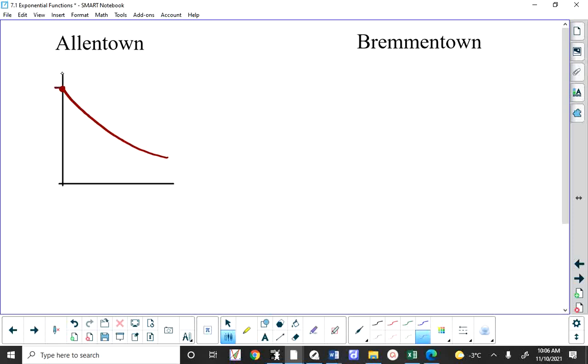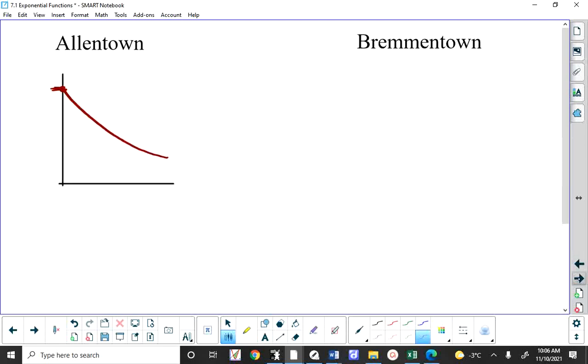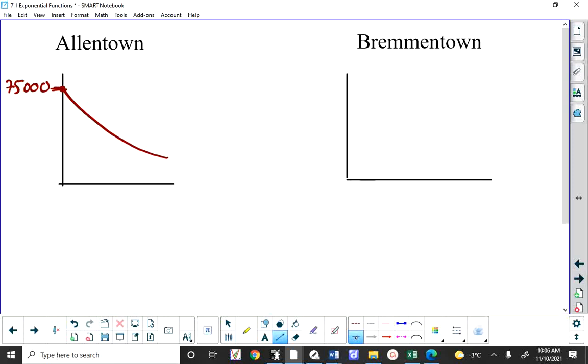The only problem is this is not 1, is it? It's 75,000. Because that's the original population. That's the population as of now, which is t equals 0. So this is 75,000. And when you take a look at Brementown, Brementown has a current population of, I think I saw 110,000, and it's increasing.